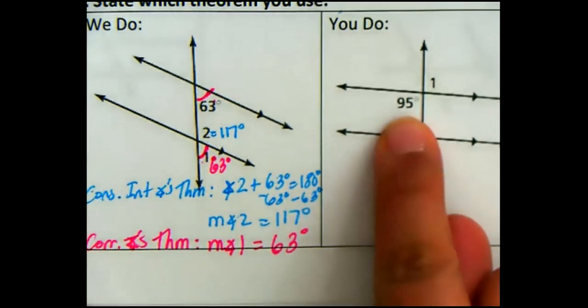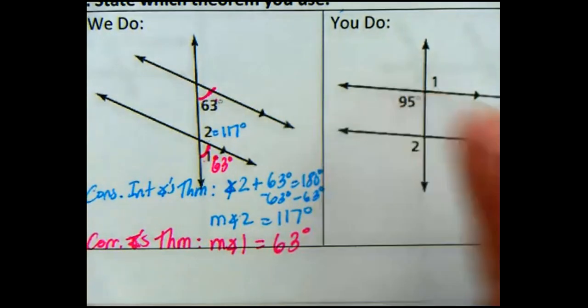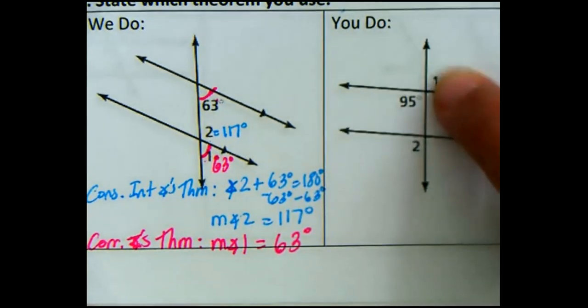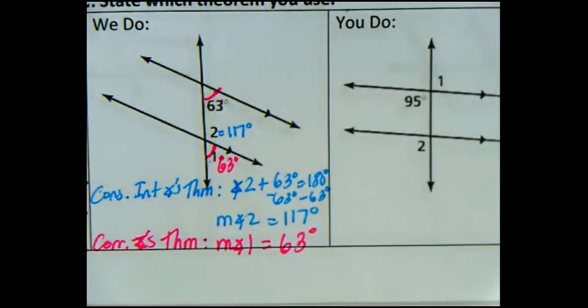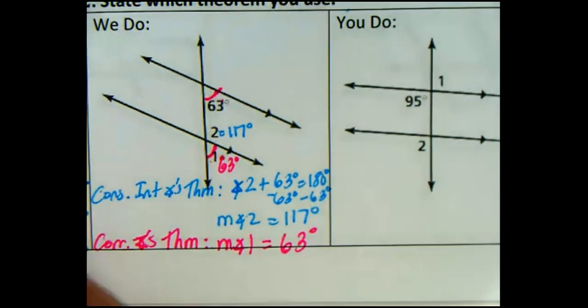You're given this angle here at 95 degrees. You are asked to find the measure of angle 1 and the measure of angle 2. Okay, 3 minutes on the clock. Okay, so that was our 3 minutes.